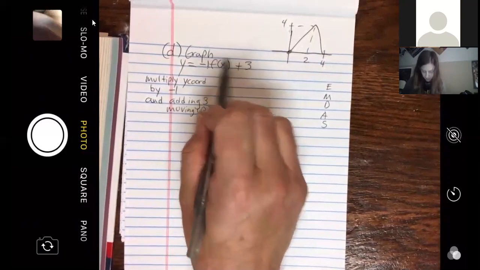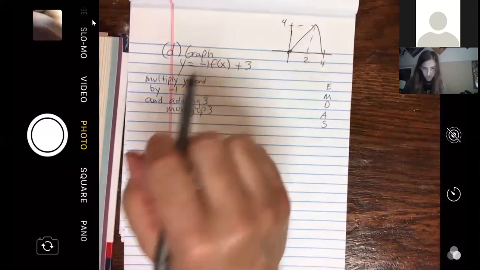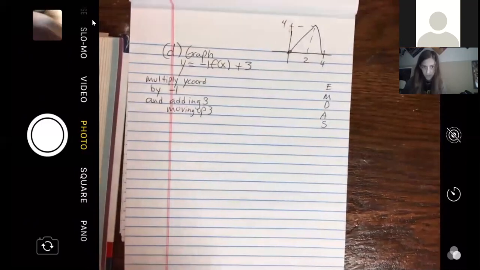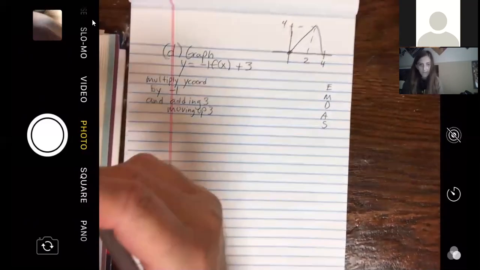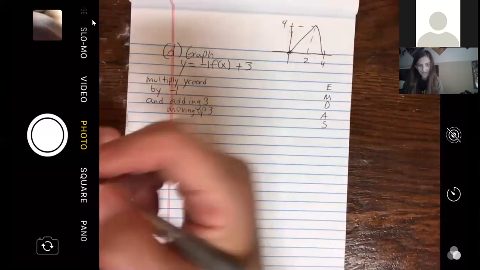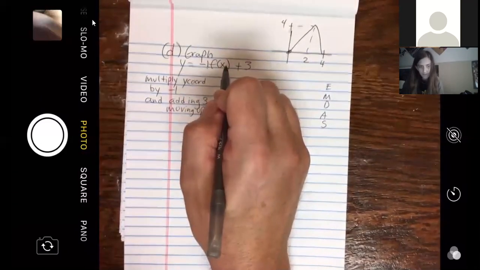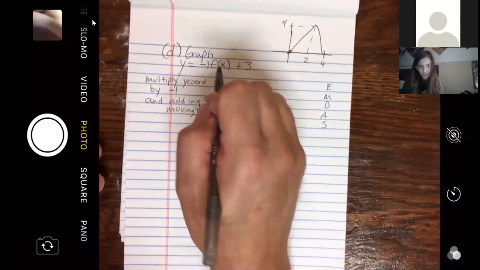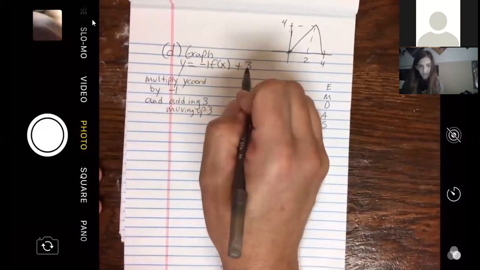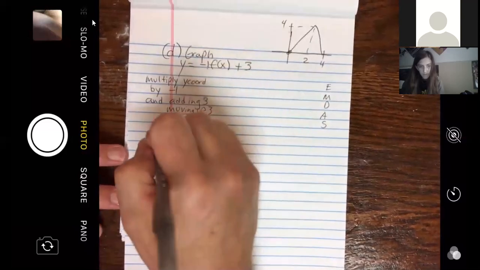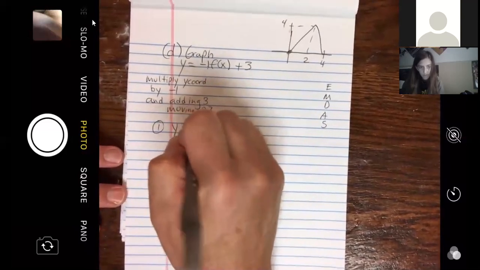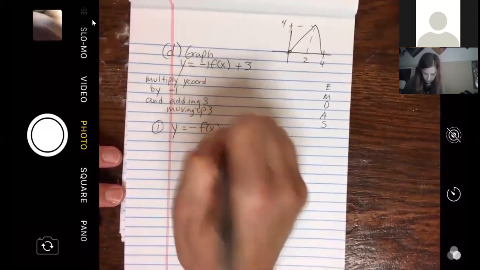Now, if you can do all of that in your head once, I will applaud you and bow down. I'm not capable of it. So I like to separate it out and do just this first, get my graph, and then move that graph up 3. So step 1, I'm just going to graph a straight negative f of x.